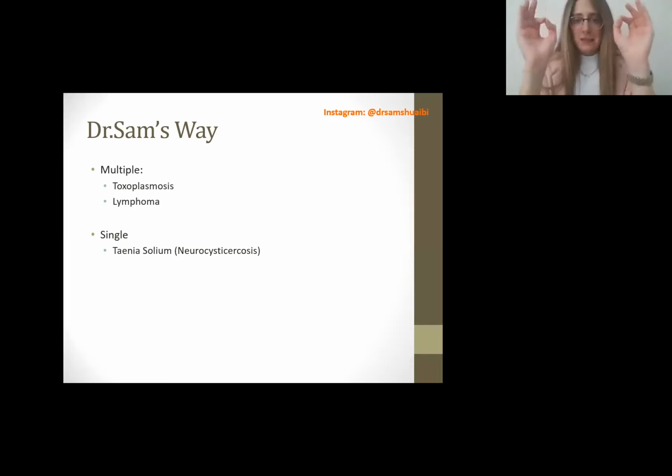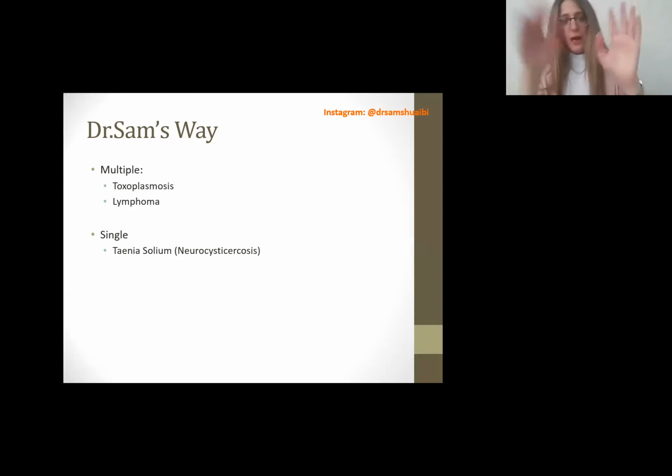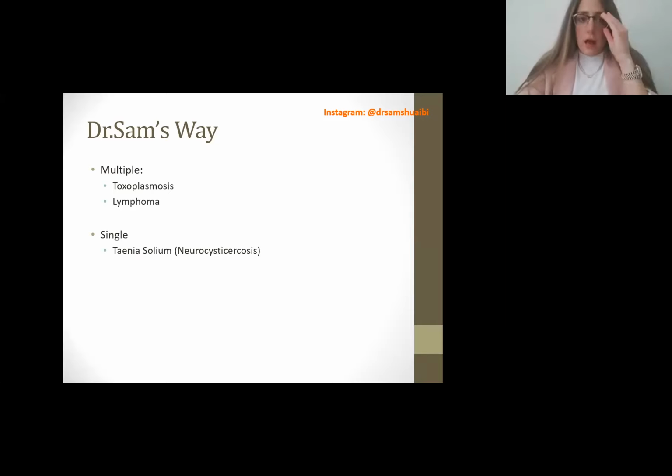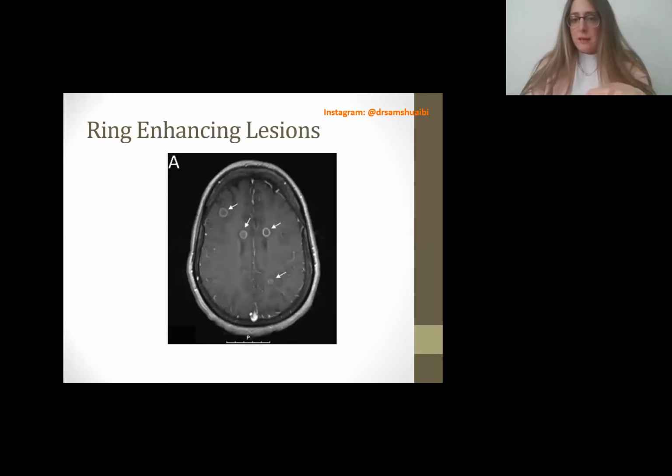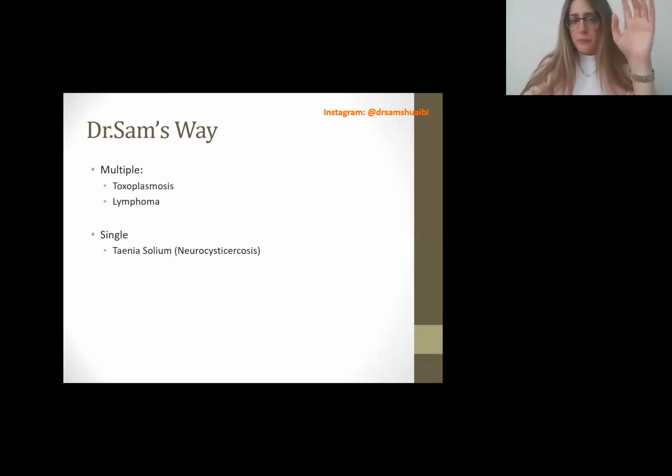The moment I see a single ring enhancing lesion, I choose Taenia solium. I don't even think twice. For our level, we're still all like juniors at the end of the day. You have to think fast, okay? Fast response. So don't forget, ring enhancing lesions, multiple, are either toxoplasma or what we call the lymphoma, and single is Taenia solium. I will not forgive any of you if you forgot this, because it actually took me some time to learn it and put this in my mind. And actually, I'm thankful for it.